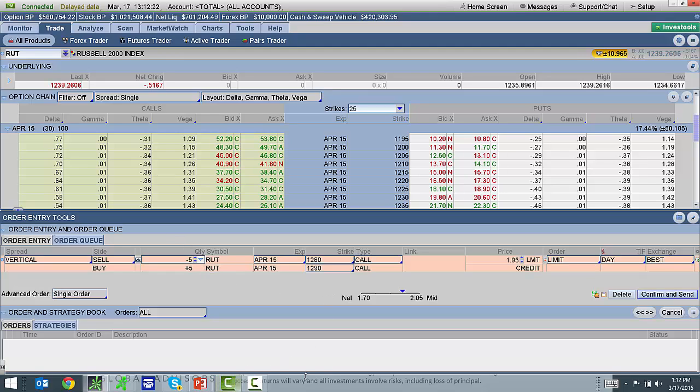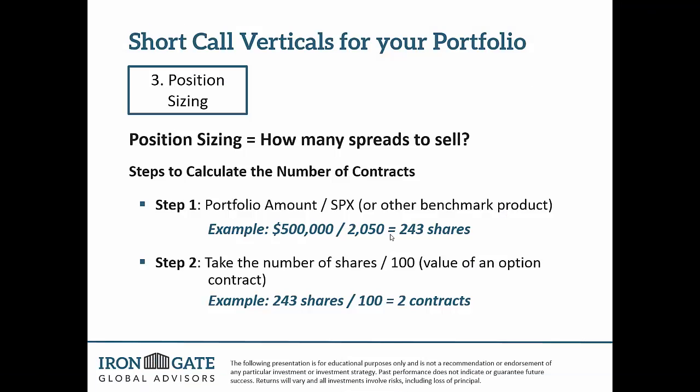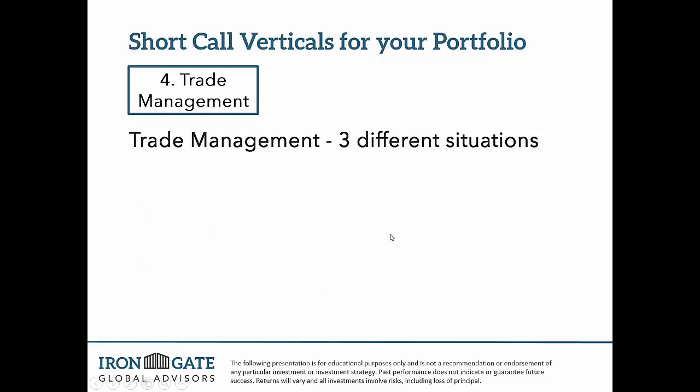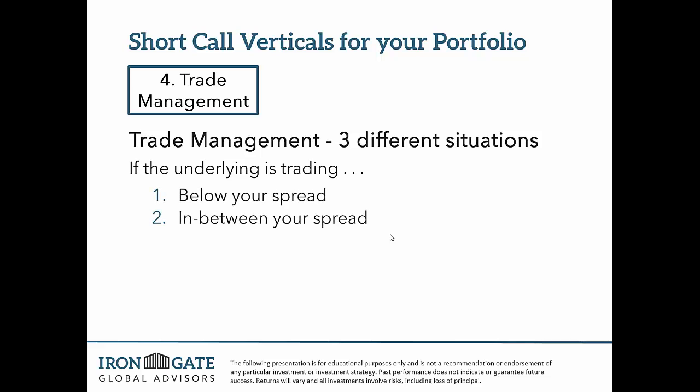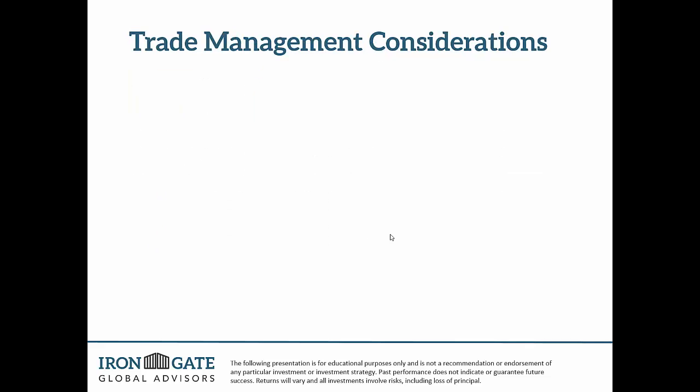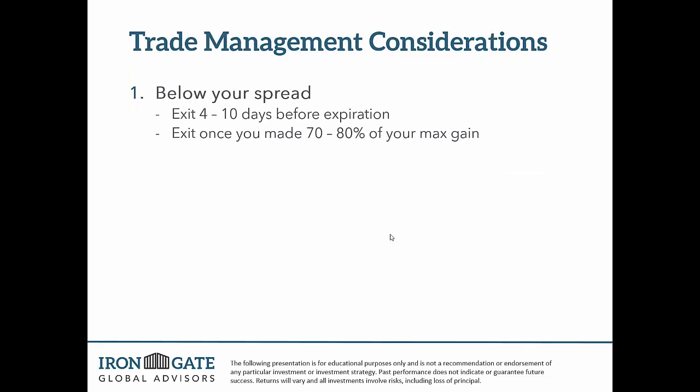So the next thing is, how do I manage it over time? That's the next piece to this puzzle. For trade management, we're looking at 3 different situations: the underlying is trading below your spread, in between your spread, or above your spread. If it is below your spread, exit 4 to 10 days before expiration. Exit once you've made 70 to 80% of your max gain.